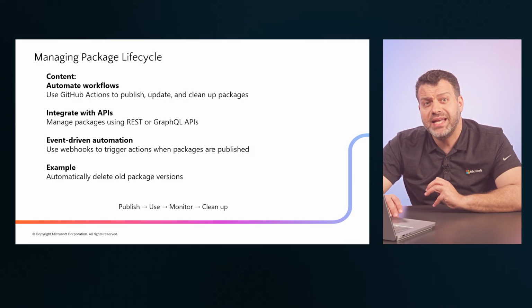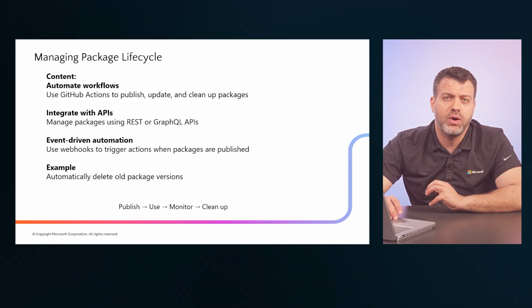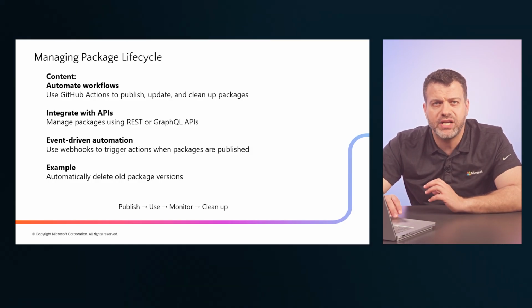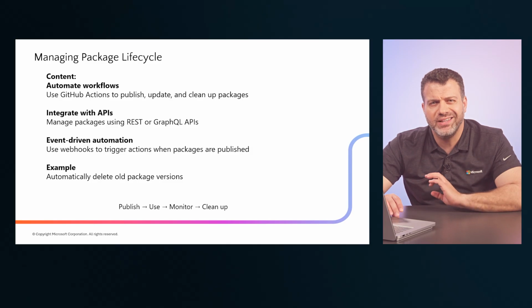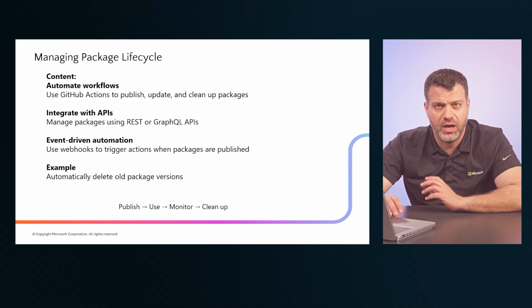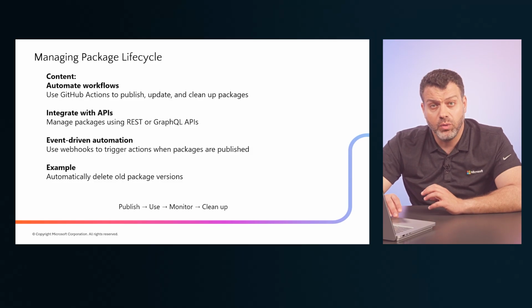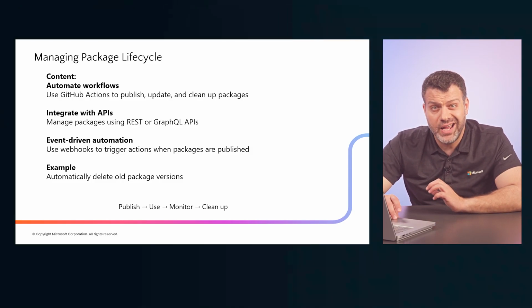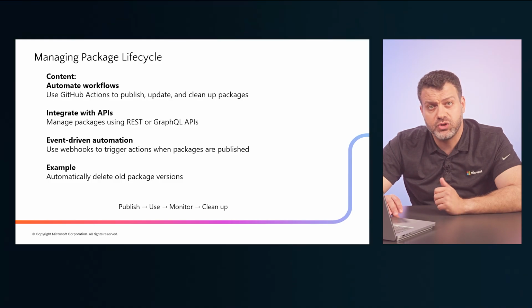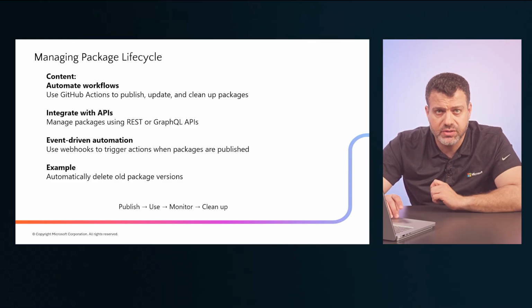Another important capability is event-driven automation using webhooks. For example, when a new package version is published, you could automatically trigger a notification, update documentation, or kick off a downstream process. A real-world example here is automatically cleaning up old package versions. This way we reduce storage, keep our registry optimized, and reduce cost.